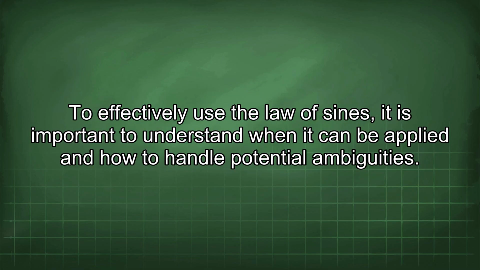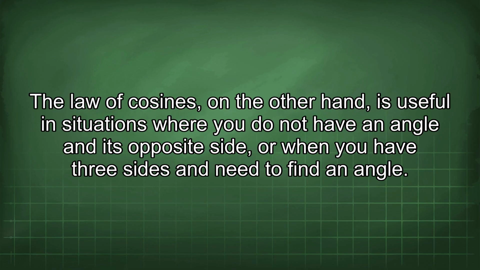To effectively use the law of sines, it is important to understand when it can be applied and how to handle potential ambiguities. The law of cosines, on the other hand, is useful in situations where you do not have an angle and its opposite side, or when you have three sides and need to find an angle.